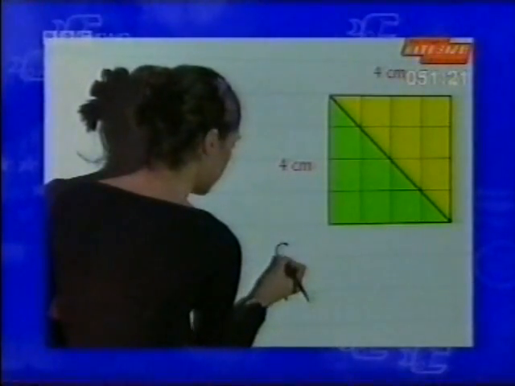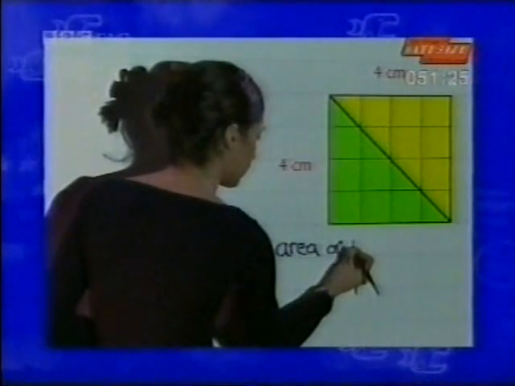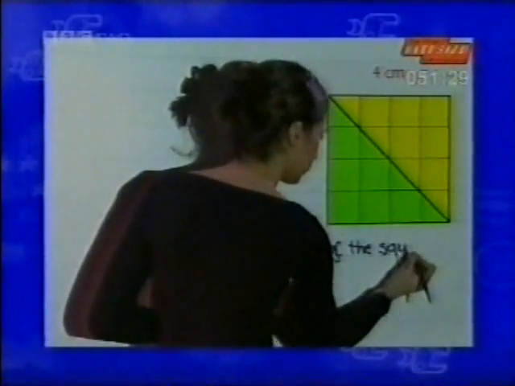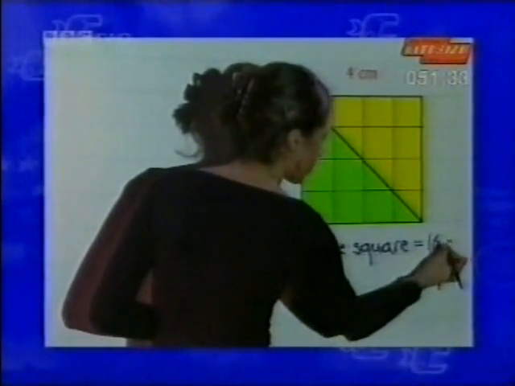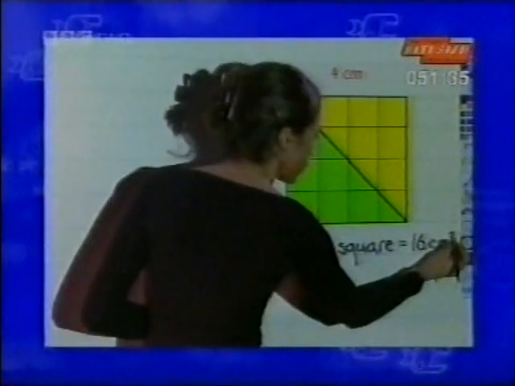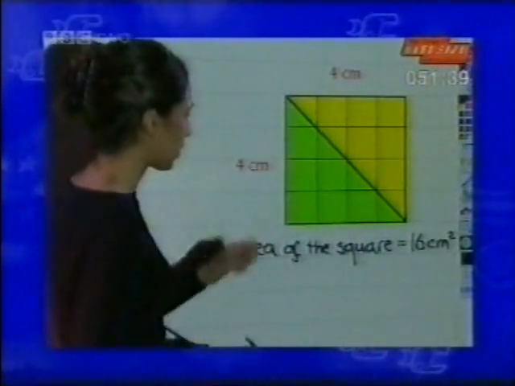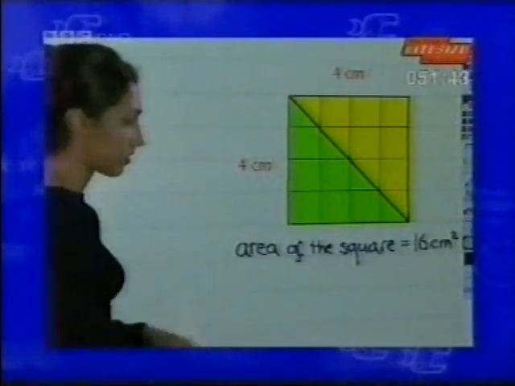So the area of the square equals 16 centimetres squared. Now we want to find half of that to find the area of the triangle. Half of 16 is 8.